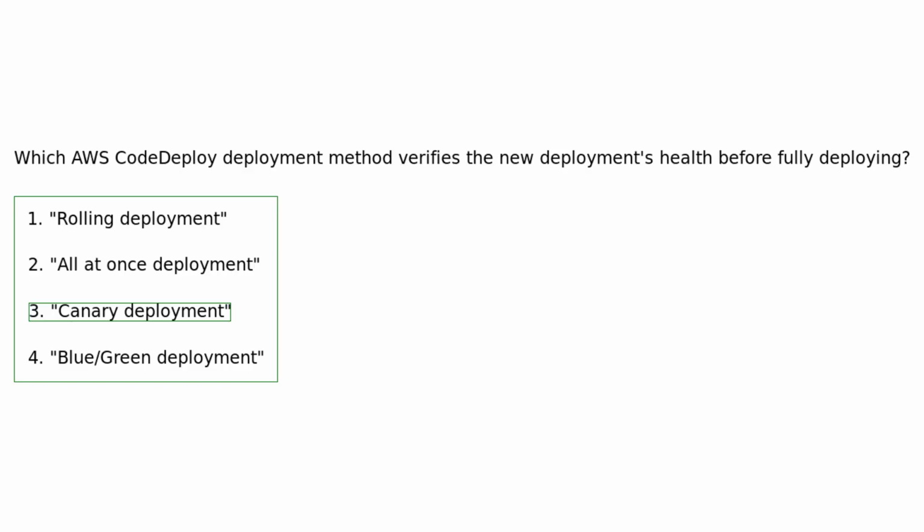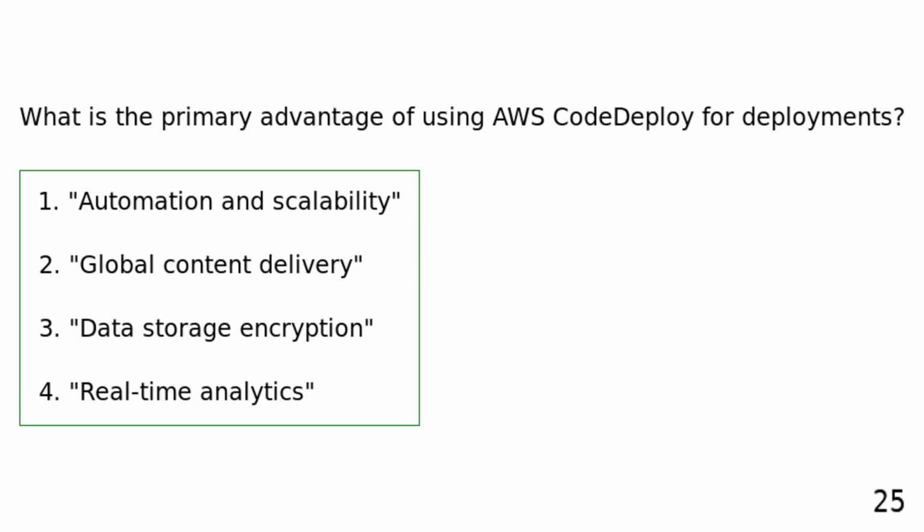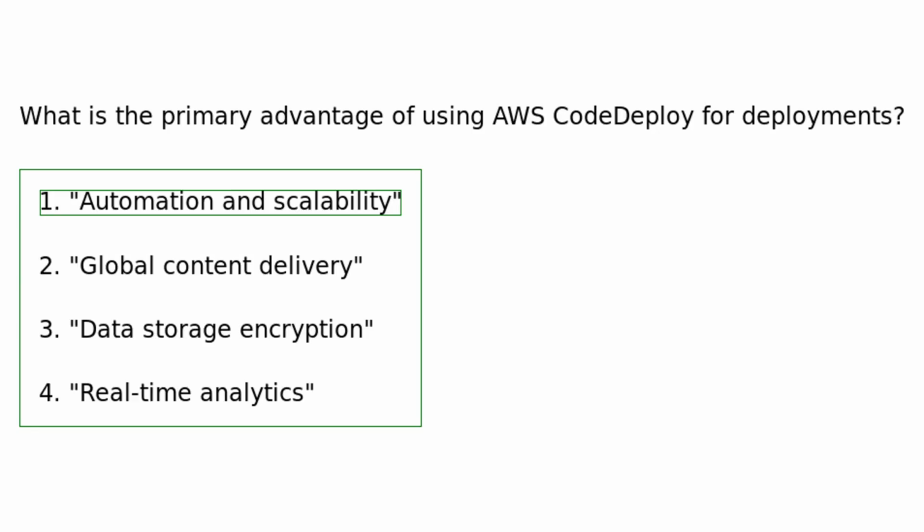What is the primary advantage of using AWS CodeDeploy for deployments? Automation and scalability. Global content delivery. Data storage encryption. Real-time analytics. The primary advantage of AWS CodeDeploy is automation and scalability in deploying applications across AWS services.